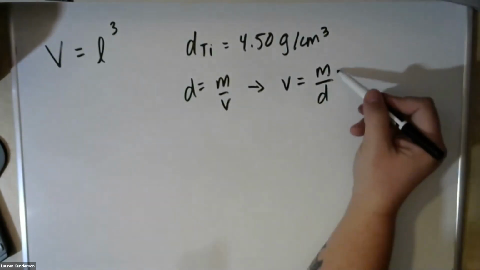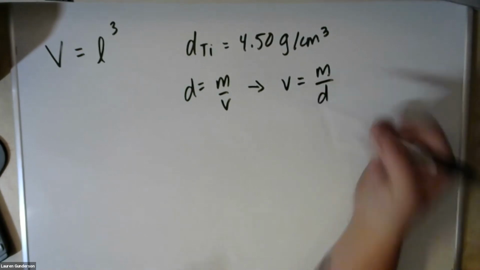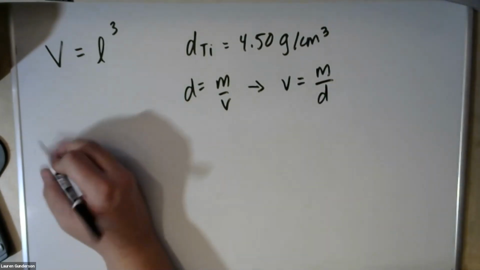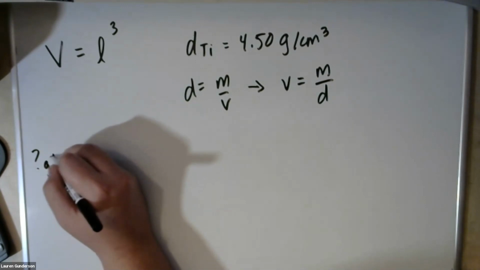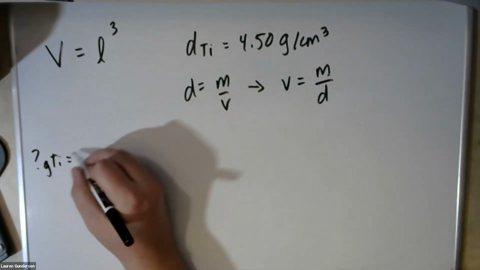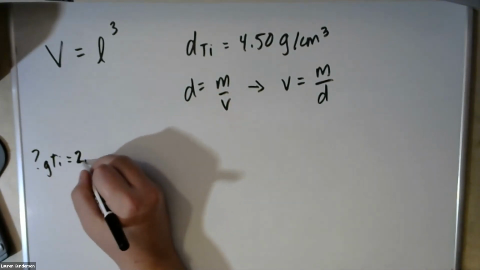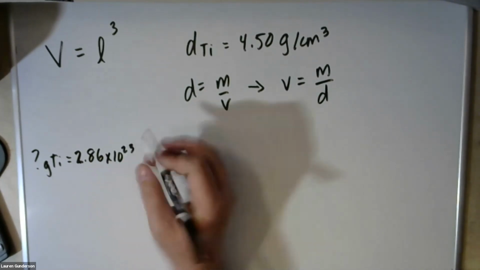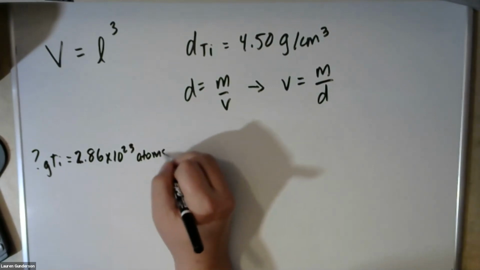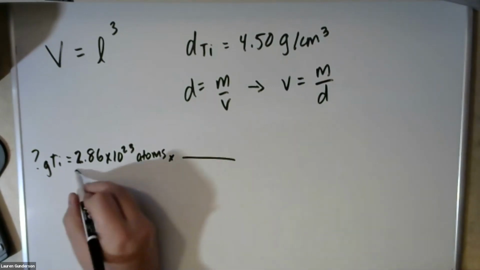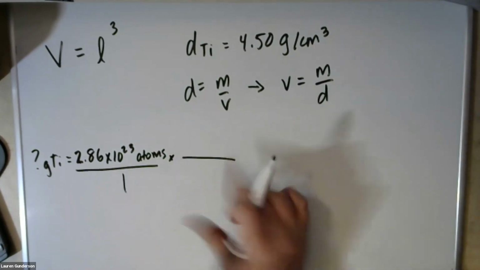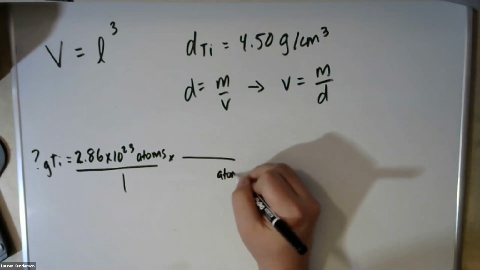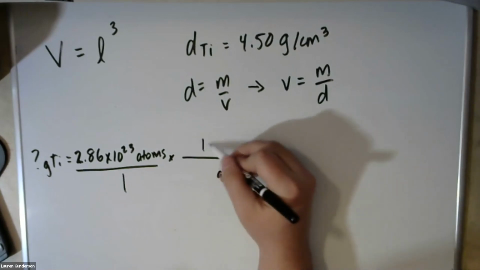So we need to know what the mass value is before we can figure out what the volume is. And we're going to find the mass value by using the number of titanium atoms. So that's 2.86 times 10 to the 23 atoms. Okay, so we want to convert out of atoms into moles. So atoms will go on the bottom and 1 mole will go on top.